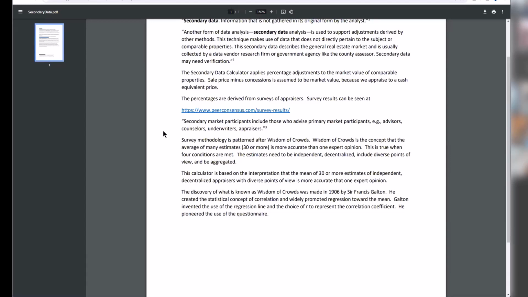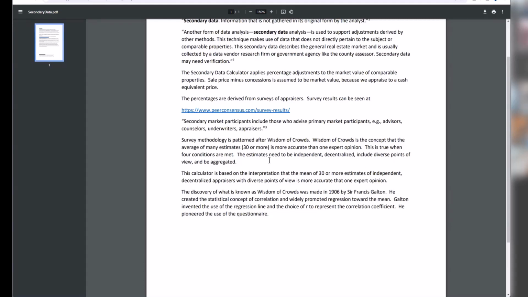And what wisdom of the crowds says is there's 4 things. If there are 4 conditions met, you've got a pretty good survey. The aggregation is the part that I did, where I took all of the answers and turned them into a percentage. The estimates need to be independent. In other words, people can't know what the other people are answering. They need to be decentralized. In other words, not all in one market, but around the country, which might cast a little bit of doubt on this for you. And then they have to have diverse points of view.